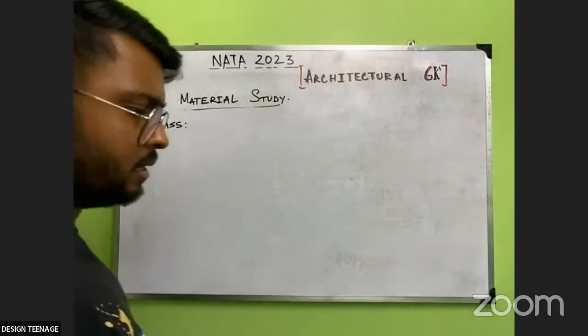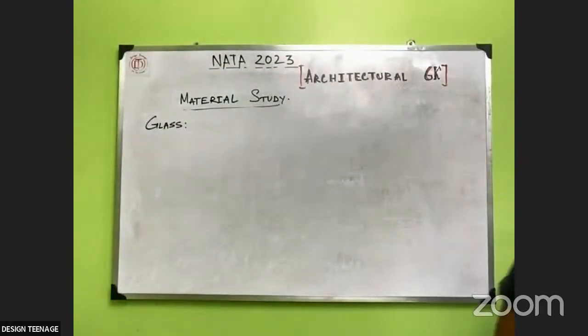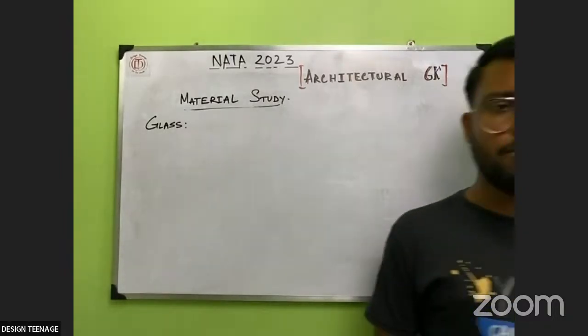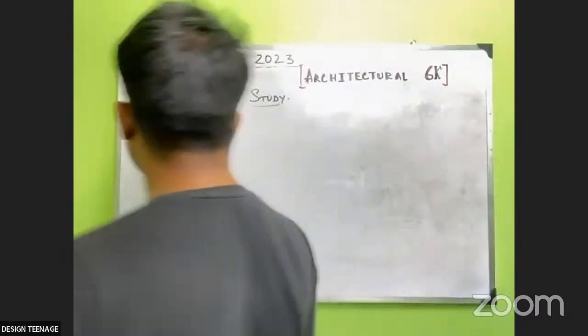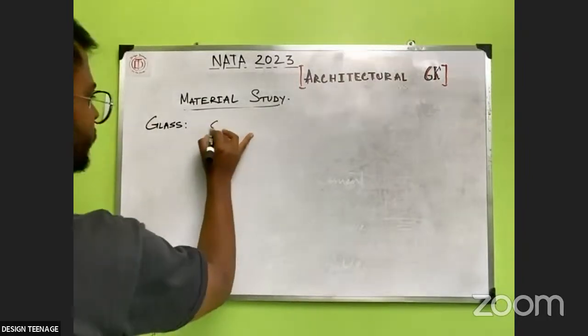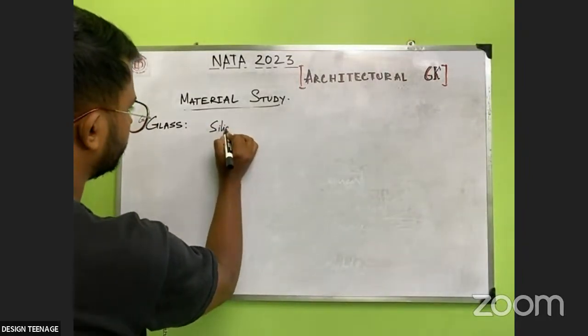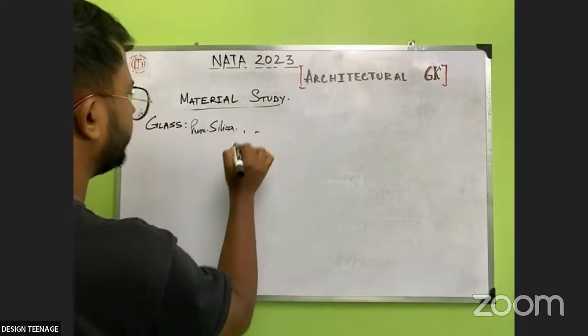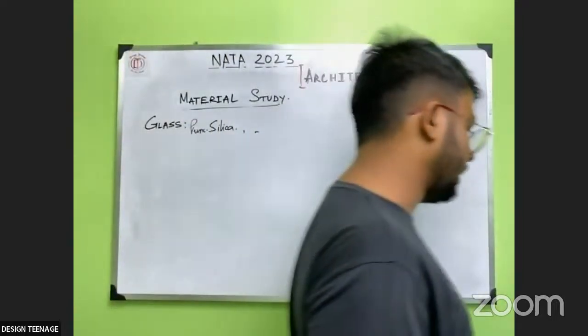So we will see now what are the components used in glass. The basic components of glass are pure silica, sodium carbonate, lime, and magnesium oxide. These are the basic components of a glass: pure silica, I must tell, then sodium carbonate, magnesium oxide, and all these things composed.